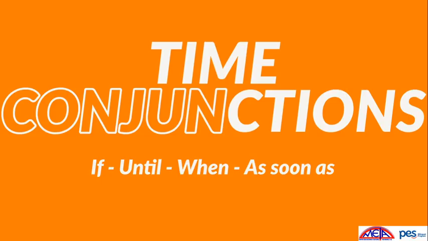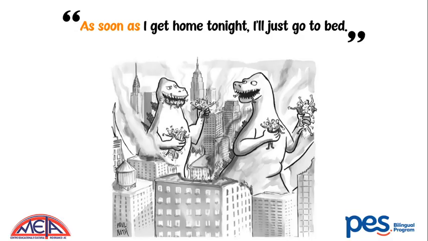Now let's talk about time conjunctions. Nós vamos ver 4. If, se, until, até, when, quando e as soon as, assim que. The first one is as soon as. As soon as I get home tonight, I'll just go to bed. Assim que eu chegar em casa hoje à noite, eu vou direto para a cama.